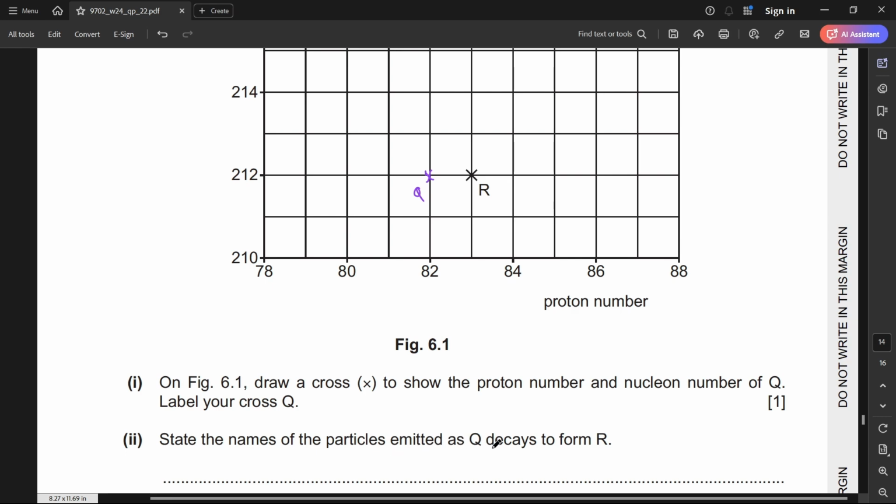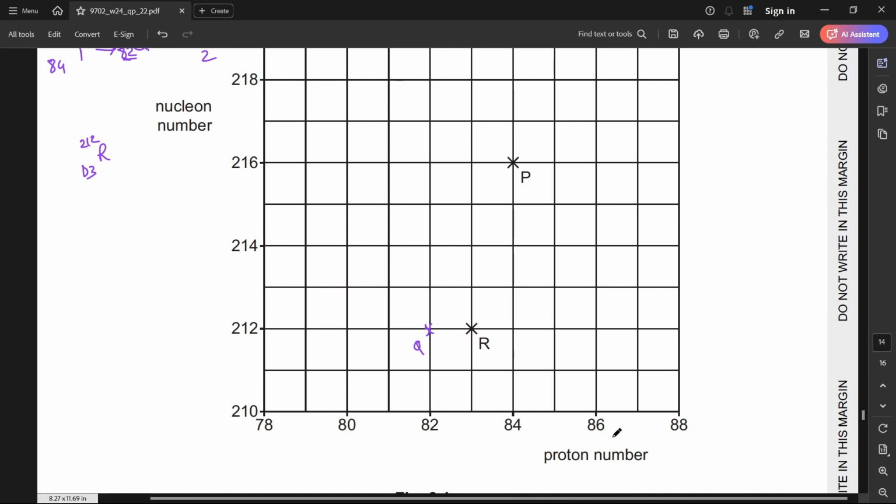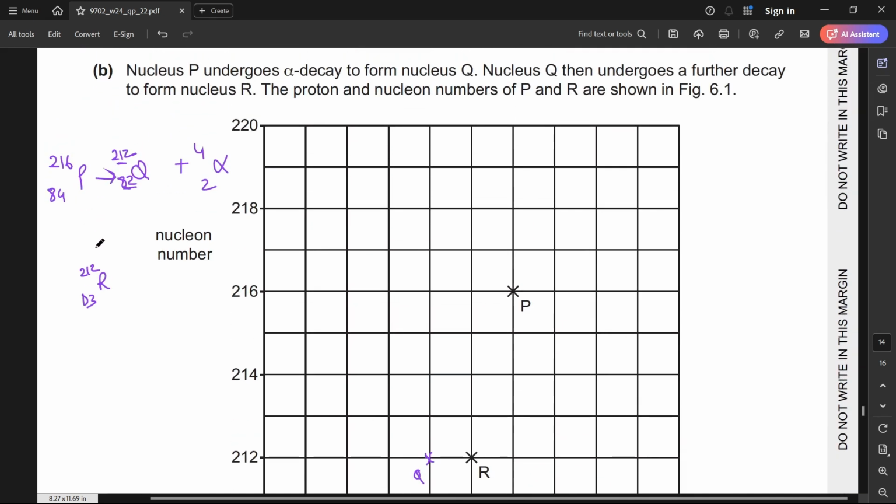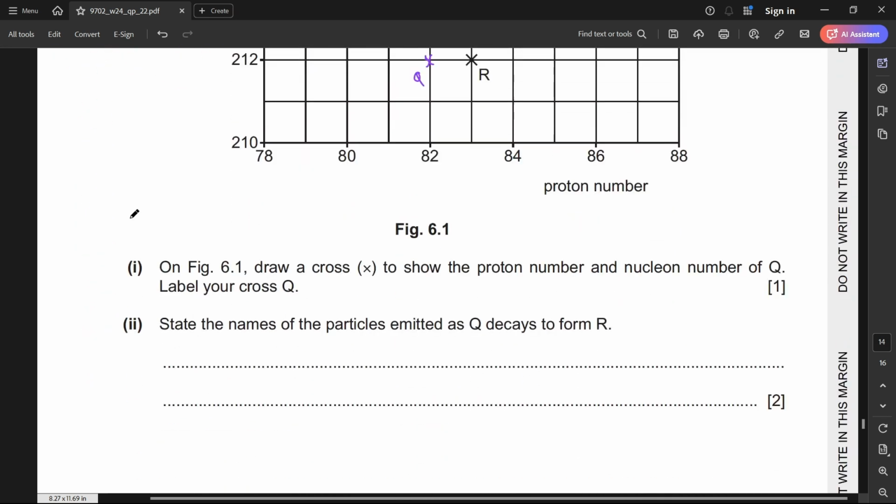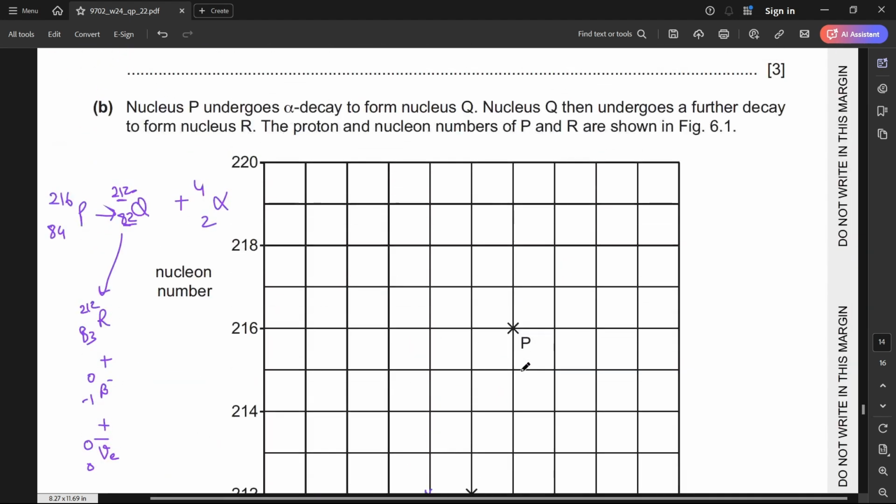And state the names of the particles emitted as Q decays to R. So my R is having the 212 and 83 configuration. From here to here, the proton number became 83. So it must be a beta decay, beta minus decay. That is minus 1, 0. And if it is a beta minus decay, there must be an anti-electron neutrino that must be emitted as well. That is 0, 0. And now if you notice over here, 83 minus 1 will become 82. And therefore the beta decay is the correct answer, which is an electron. So the names of the particles that we are having over here will be electron and anti-electron neutrino. This is a theoretical question, and I assume that you are aware of the theoretical part of the beta decay.